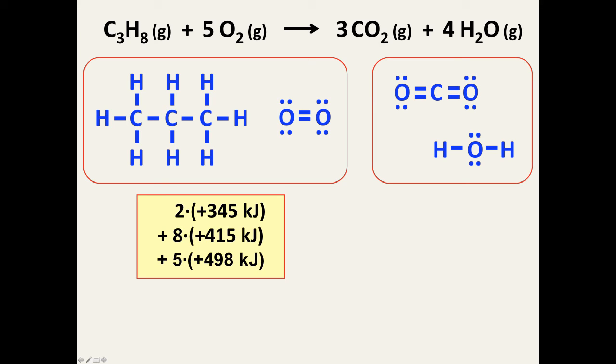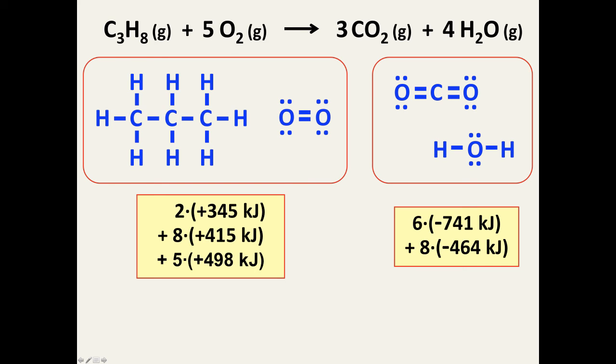Now for the products. For carbon dioxide, we have a carbon-oxygen double bond, 2 of them per molecule, and then 3 molecules, so that's going to be 6 total. And then for water, we have a hydrogen-oxygen single bond, 2 of those per molecule, times 4 molecules is 8 total. Those values are 741 kilojoules for the carbon-oxygen double bond, and there's 6 of those, and 464 kilojoules for the hydrogen-oxygen single bond, and there's 8 of those. We have negative signs indicating that energy is given off when these bonds form.